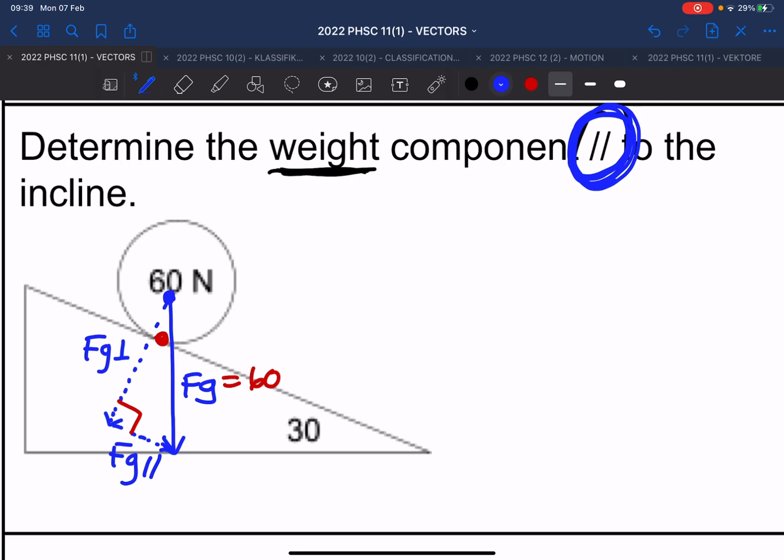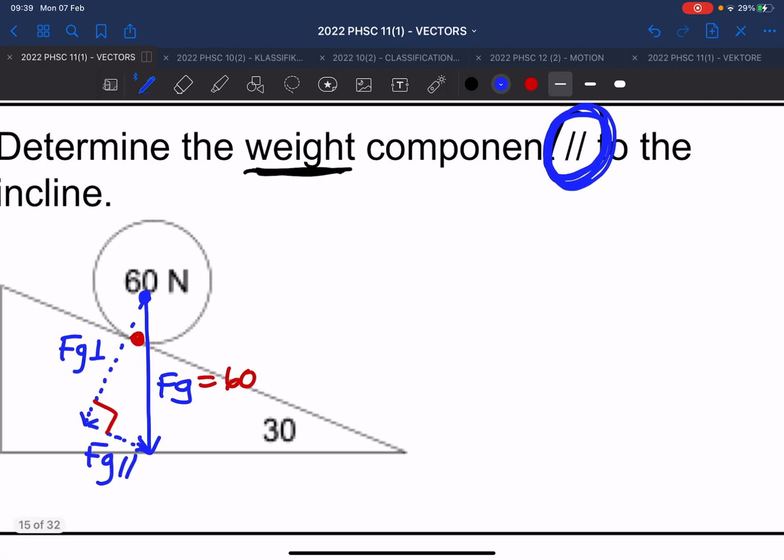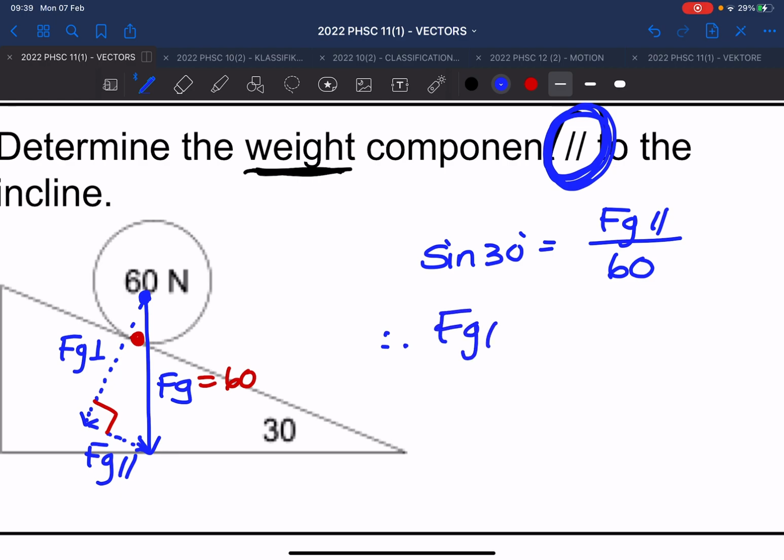Okay. Right. So if you want to calculate the parallel component, it will be the sin of 30 equals Fg parallel over 60. Now I told you that you don't have to write it like that. You can immediately just write Fg parallel is 60 sin 30, and if you calculate that, you get 30 newtons.